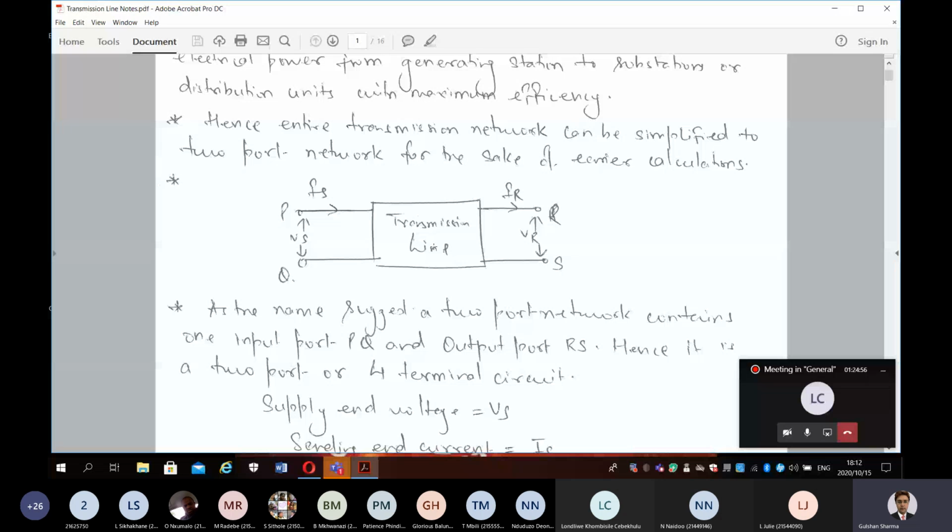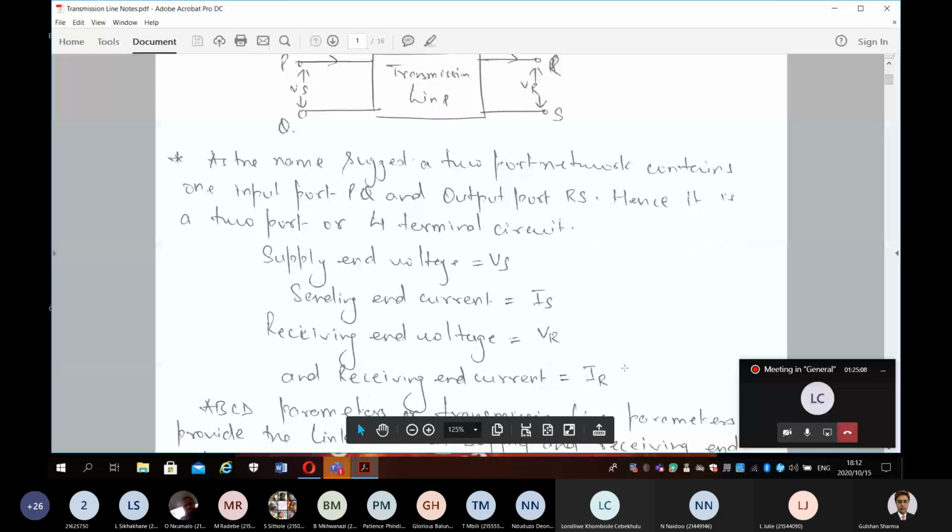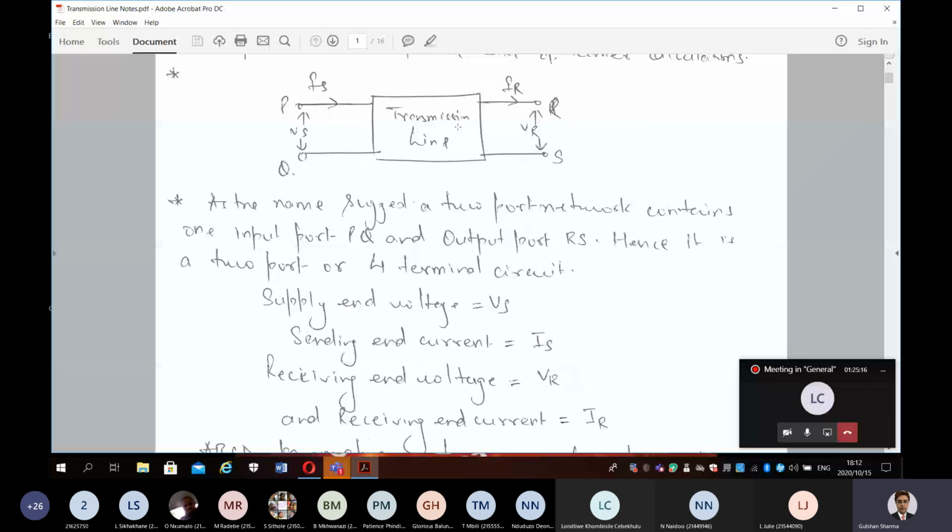I have already mentioned here sending end voltage VS, sending end current IS, receiving end voltage VR, receiving end current IR. Here I have not shown it, but in this block, in simple non-technical language, I will use four parameters A, B, C, and D. What is the significance? With the help of calculating A, B, C, and D, I can find the relation between the sending end voltage and current and the receiving end voltage and current.